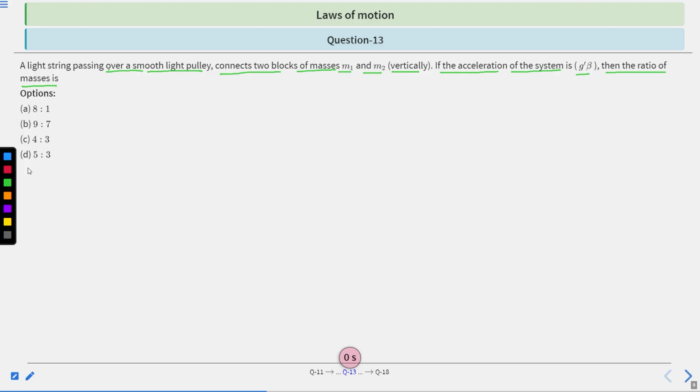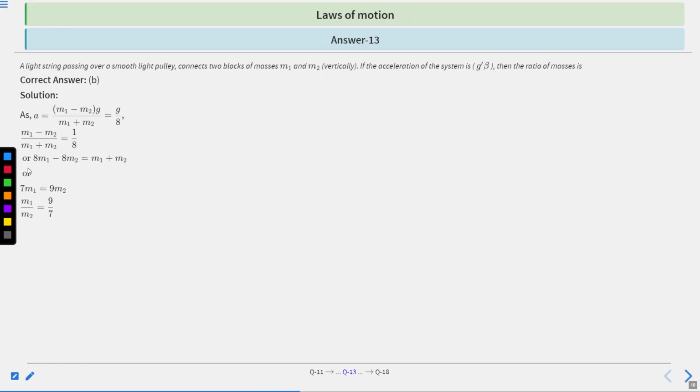Let's find a solution. So, according to the question, a string passing over a smooth light pulley connects two blocks of masses m1 and m2 vertically, and the acceleration of the system is given. So we know the formula of acceleration: acceleration is equal to m1 minus m2 multiplied by g divided by m1 plus m2, which is equal to g divided by 8.